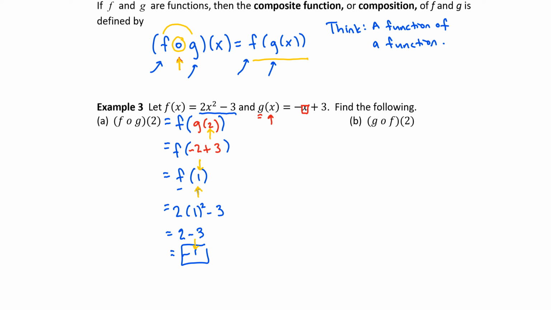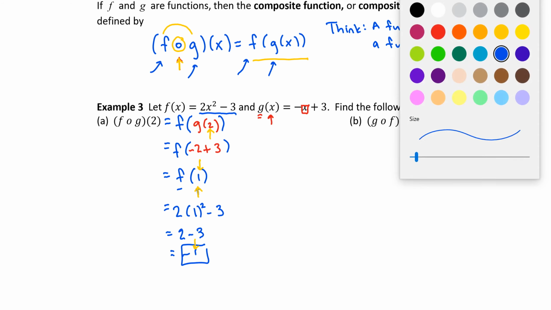So I'm just evaluating two functions in a row. So let's try that again, and notice on this second problem, the order is different. This time, g is going to be the outside function, and f is going to be the inside function. Now remember, the outside function waits patiently for its turn while I work on the inside function.